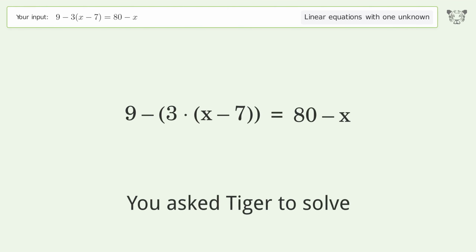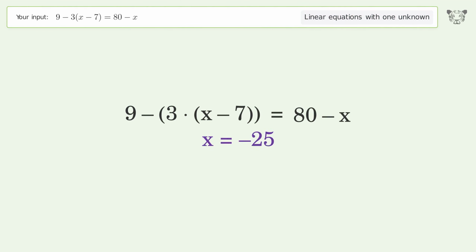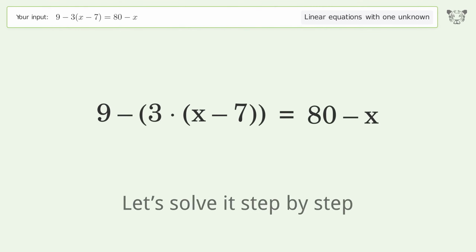You ask Tiger to solve this. It deals with linear equations with one unknown. The final result is x equals -25. Let's solve it step by step.